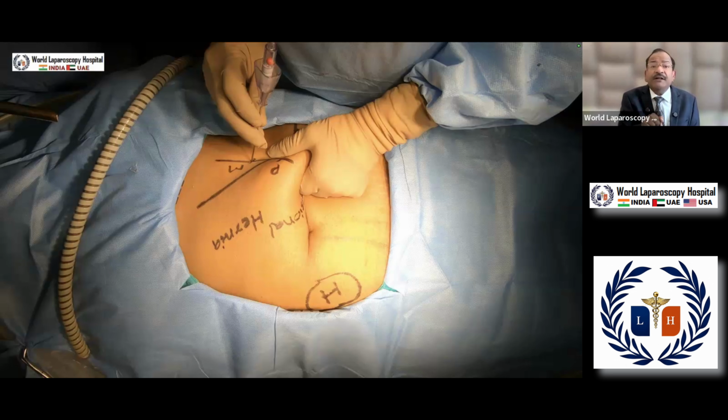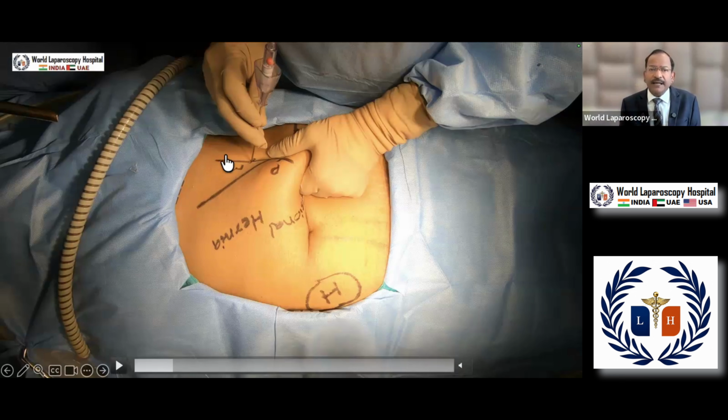You should try to perforate the stomach, then you are safe. Because the stomach you cannot perforate, because the stomach is deflated. But if you try to save the stomach, you are in trouble. So, go right towards the stomach, and here you will get 3 clicks.